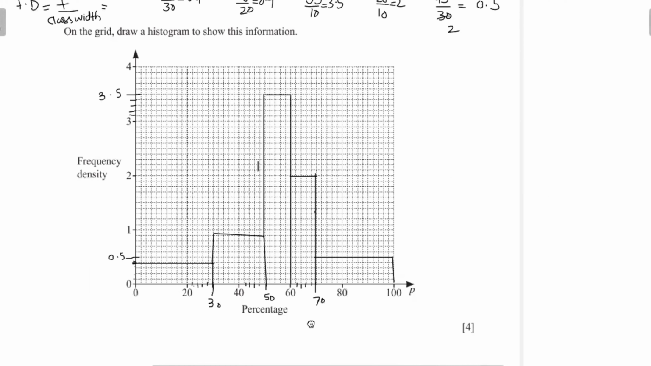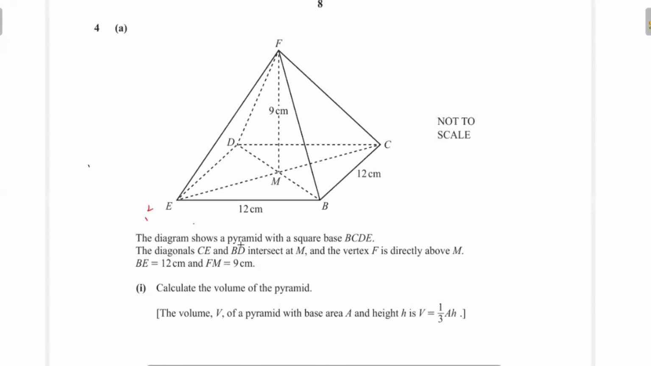Now, in the next part of this question, it shows a pyramid with a square base BCDE. The diagonals CE and BD intersect at M, and the vertex F is directly above M. BE is 12 centimeter, FM is 9 centimeter. Calculate the volume of the pyramid. The volume of a pyramid is equal to 1 over 3 into base area into height.